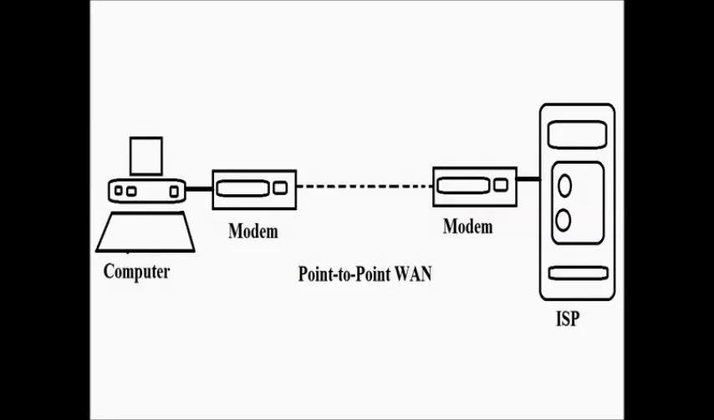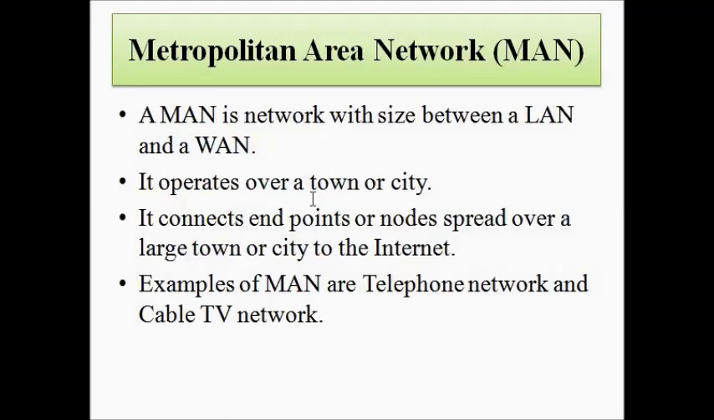Another one is the metropolitan area network. The metropolitan area network lies somewhere in between LAN and WAN. The network coverage in terms of geographical distance in the case of MAN is more than that of LAN but less than that of WAN. It generally operates over a certain specific town or city. It operates in the same way as LAN and WAN do, but the only difference is that the geographical coverage is limited to a certain town or a certain city.